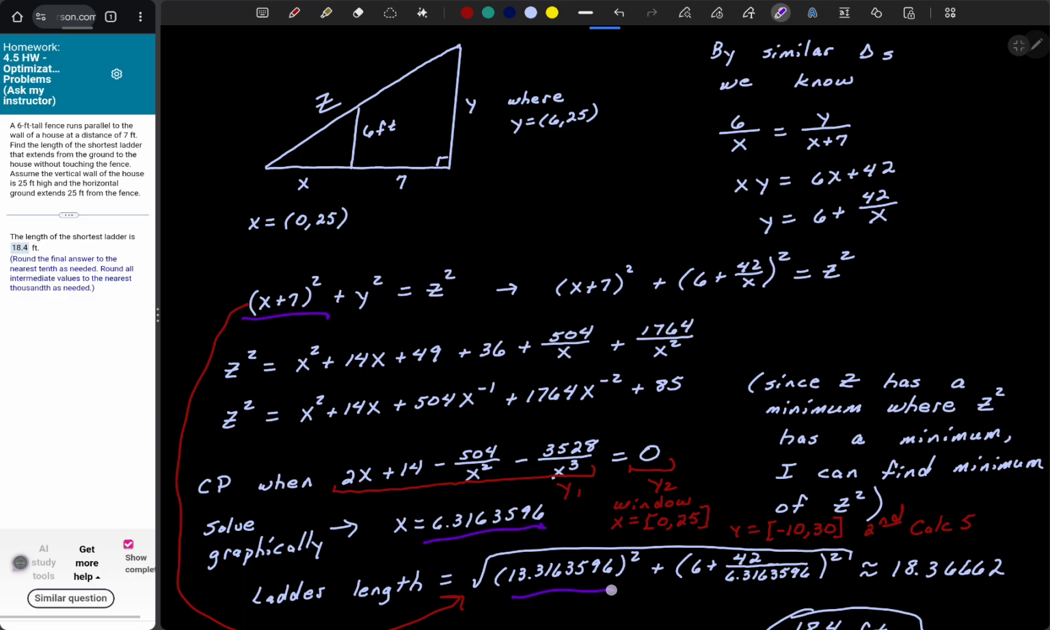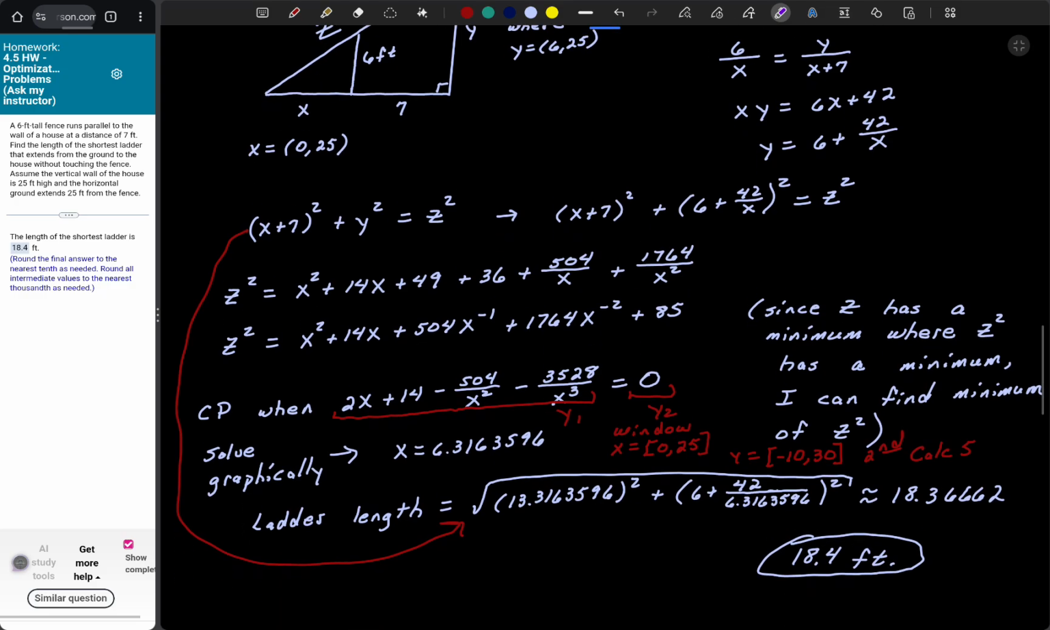That's the 13.3163596 squared. And then plus y squared becomes plus this group right here. I'll have 6 plus 42 over the x value that I found, quantity squared. If you plug all of this into your calculator, take the square root of that expression, you get 18.3662. Now, my lab was wanting an answer to 1 decimal place, and so this rounded to 1 decimal place would be 18.4, which, if you notice over here, is the value my lab was wanting for this question.